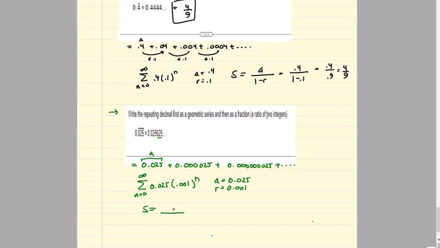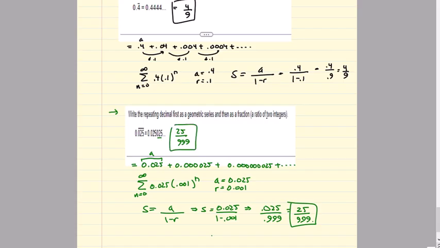So the fraction that I want to find is going to be based on this sum. So I have A over 1 minus R. My numerator is 0.025, and my denominator is 1 minus 0.001, which would be 0.999. If I multiply top and bottom by 1,000 to clear my fractions, I get 25 over 999. If you did 25 divided by 999 on your calculator, you would get this value right there, 0.025025.